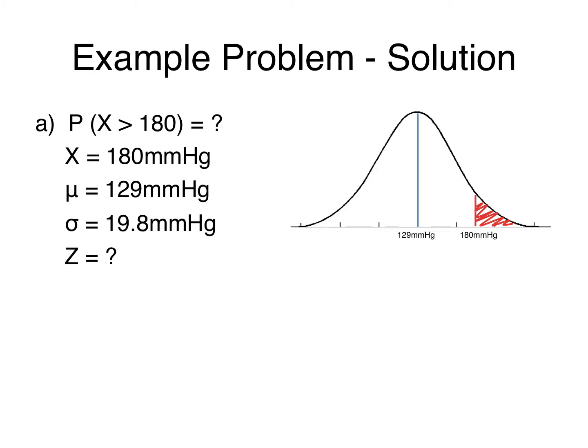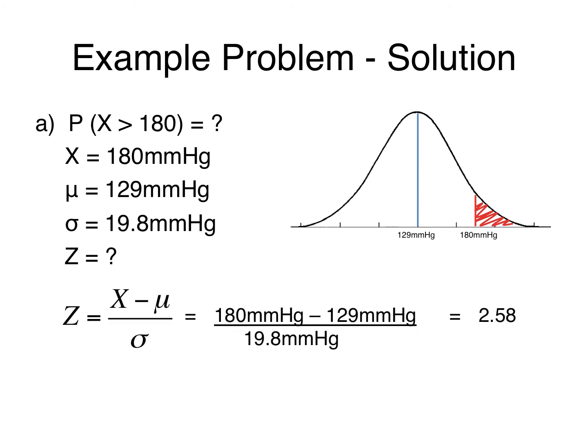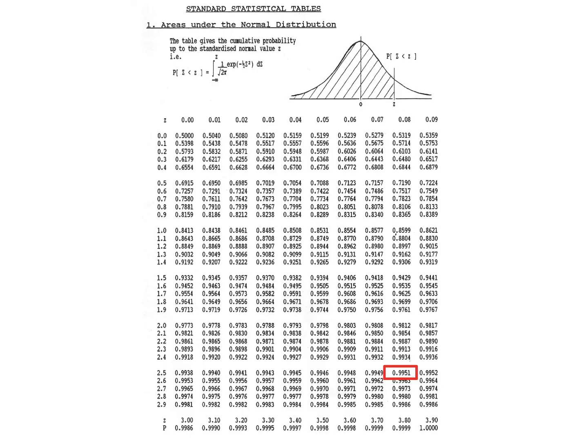So the first thing we do is write out the information we have, and we then plug this into our Z-score formula to get a Z-score of 2.58. So now we want to know the probability of selecting a woman with a blood pressure over 180, which we now know equals a Z-score of 2.58. So the next thing we do is turn to our Z-tables. You can also use statistical software to do this, but you'll also need to learn how to use these Z-tables for this course. So that's what I'm going to focus on in this tutorial.